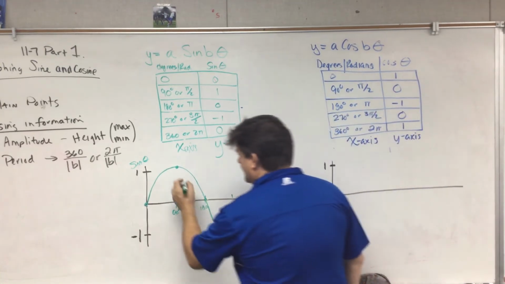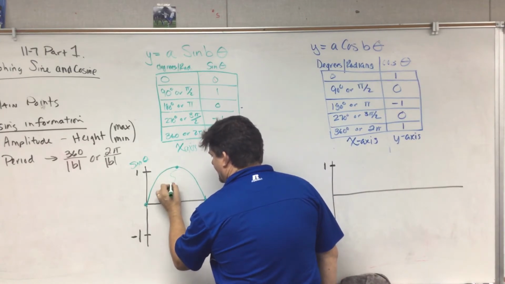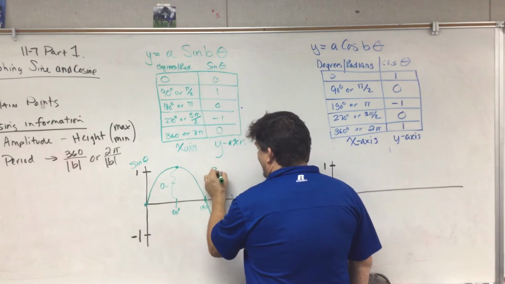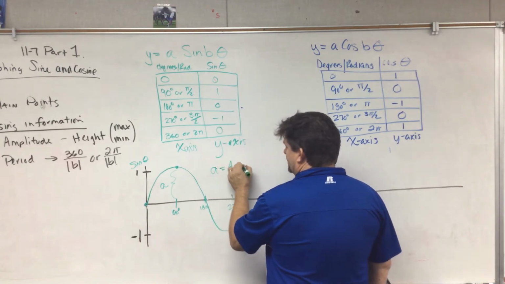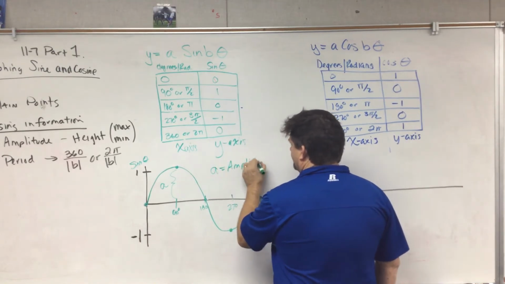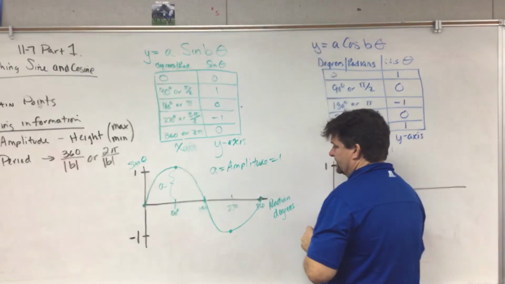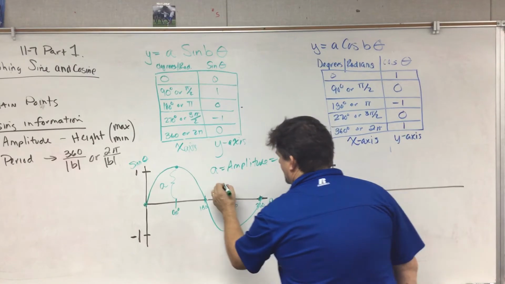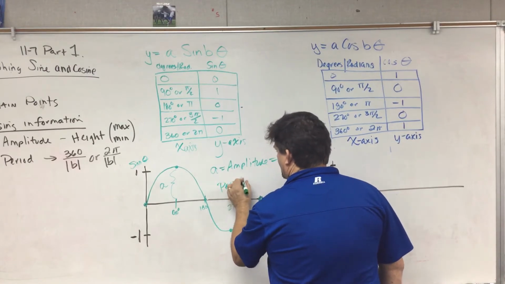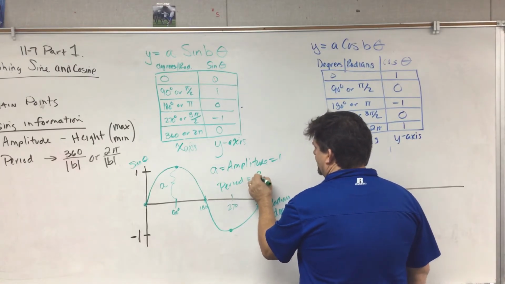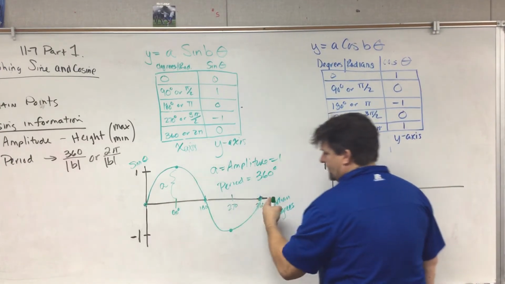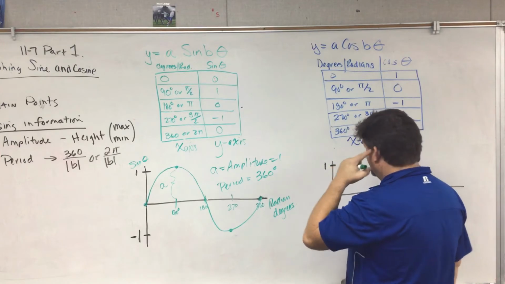So this here is my A. That's my amplitude. So my A, which is my amplitude, is equal to 1. The period is equal to 360 degrees because it's 360 degrees long. So the period's 360 degrees.